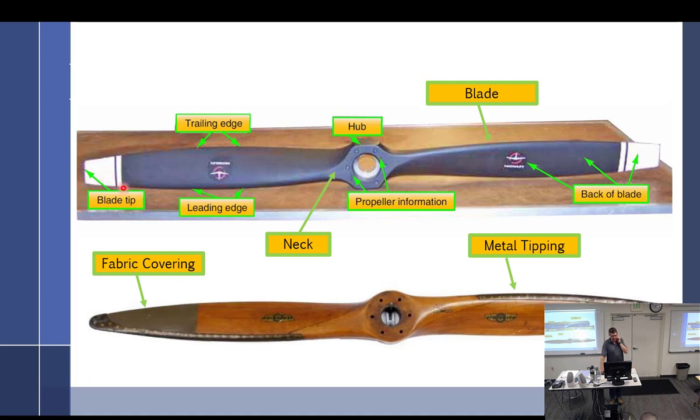Obviously, the leading edge is the part that's going forward, the more blunt part, and the trailing edge is the sharper part. Let's see, metal tipping to prevent rock chips, and the trailing edge, I just mentioned that.